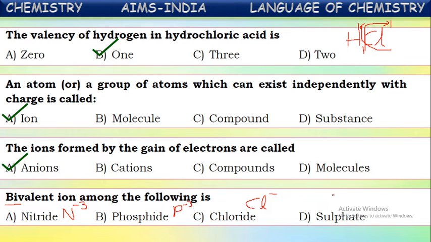What about sulfate ion? The formula of sulfate ion is SO4 minus 2, or 2 minus. This is a sulfate ion. What is the valency in this? 2. This sulfate ion has valency 2, so it is called a bivalent ion. The ion with valency 2 among these is the sulfate ion, SO4 minus 2. Nitride and phosphide are trivalent ions, whereas chloride ion is a monovalent ion.